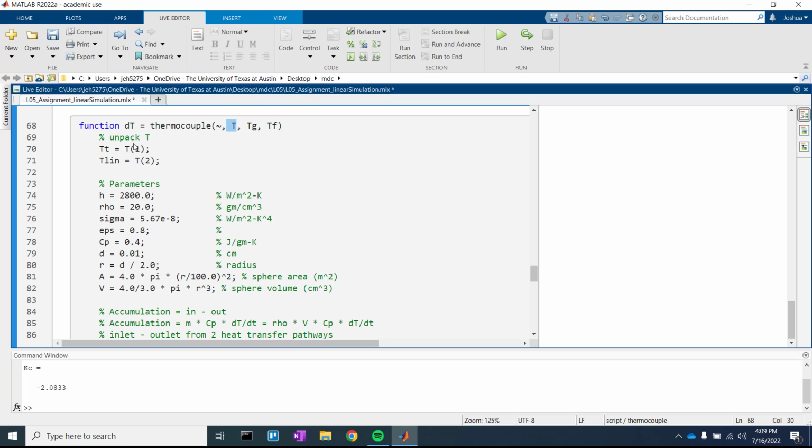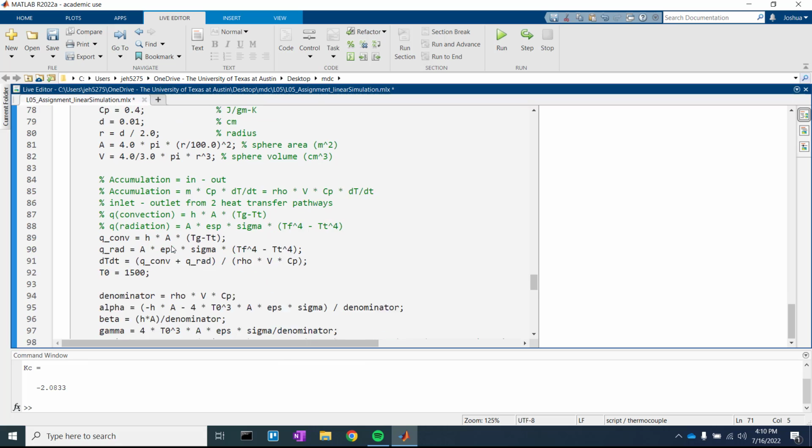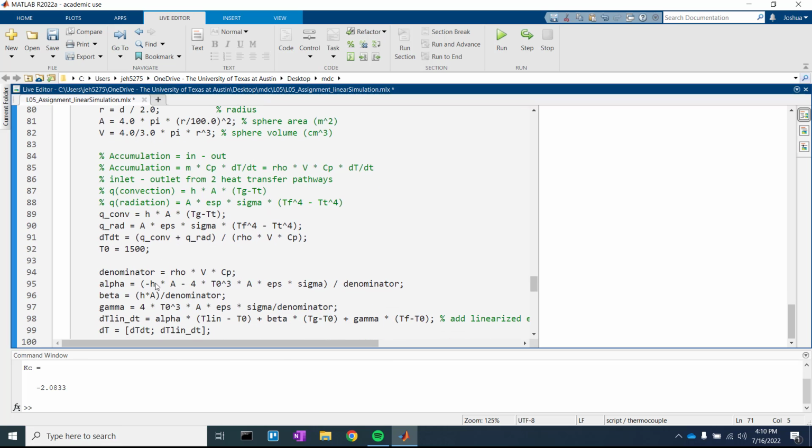So we'll take our integrated variables, and from that we'll get the temperature of the thermocouple in the first spot and the linearized temperature in the second spot. We have a few parameters that we listed up above. We have those listed within our function so that our function can access them. Next we have the nonlinear Q convection and Q radiation, and from those we're able to calculate dT, the change in temperature with respect to time for our nonlinear system. And we have T naught equal to 1500. We'll use that here for our nonlinear version.